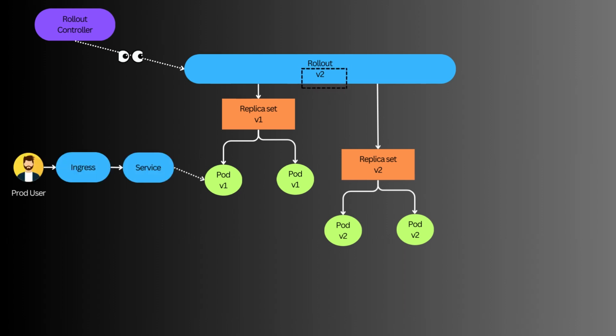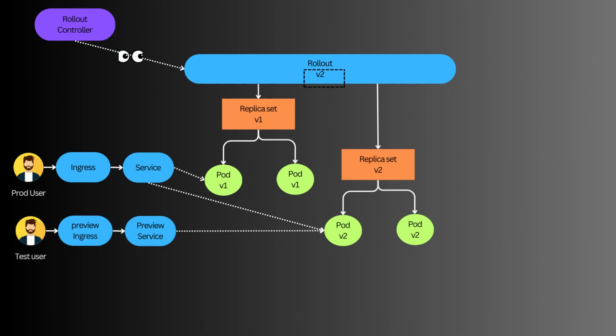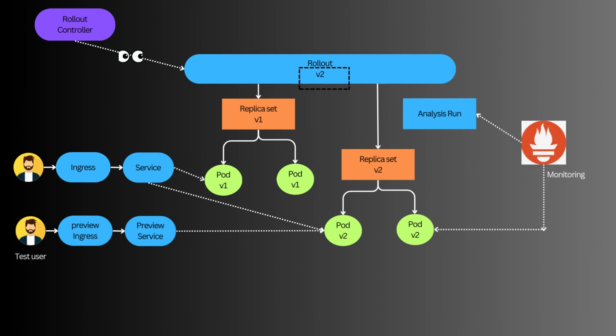The controller will use the deployment strategy that is set within the rollout resource specification in order to determine how the rollout will progress from the old replica set to the new replica set. To access the new version while rollout is in progress, a second preview service and ingress resource is created. The new version can be tested independently and can be promoted to stable version to serve 100% of users or a subset of users. ArgoCD Rollout is integrated with monitoring services like Prometheus to collect metrics.